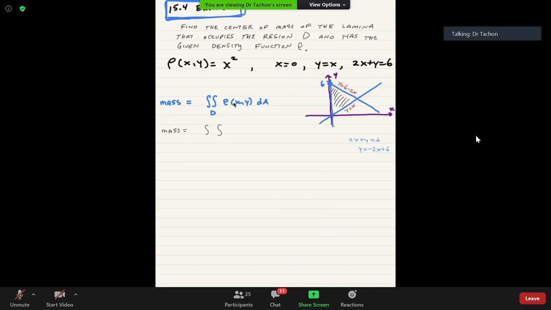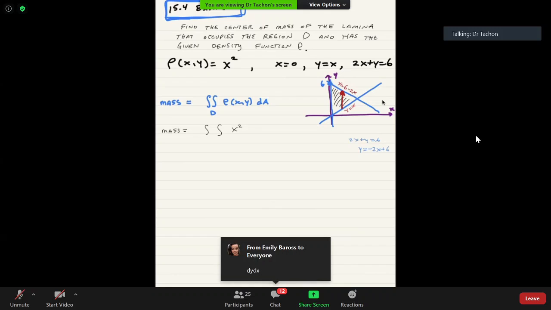All right, now what is our rho function? It's x squared. Okay, so x squared. Okay, now look at our base. Do you want to do dy dx or do you want to do dx dy? You want to go this way and do dy dx. Okay. All right, so is that okay? So let's do dy. So what are our inside bounds?